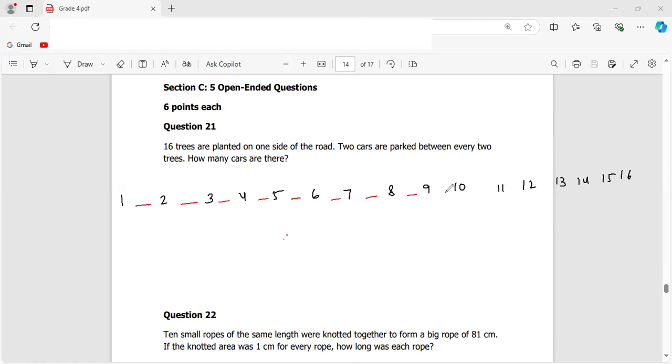So what are the gaps in between? There are 15 gaps and 2 cars for each of them. So there are 30 cars that have been parked between the trees. So the total is 30.